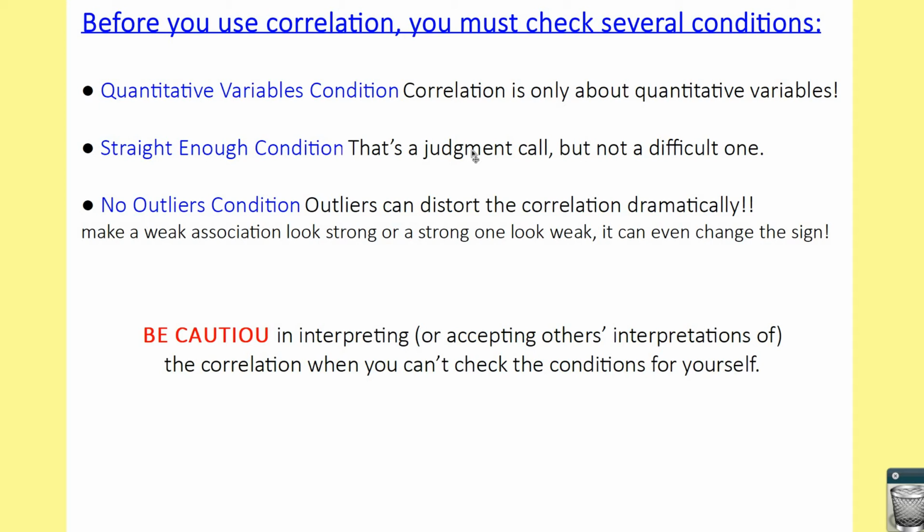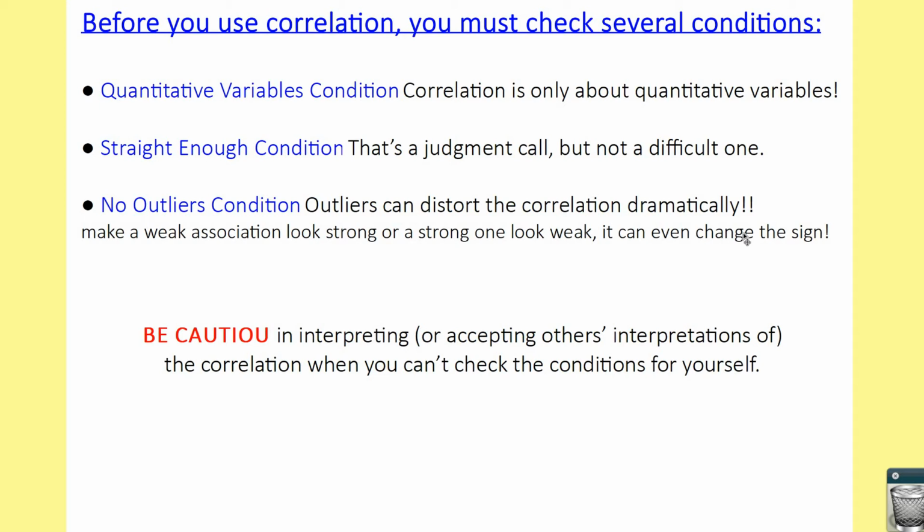The no outliers condition is huge, okay? So you have to look at the scatter plot. If there's an outlier, it can change everything. It can make a weak association be strong. It can make a strong one look weak. And it can even change the sign from a positive relationship to a negative relationship. So your R can be drastically affected by an outlier.